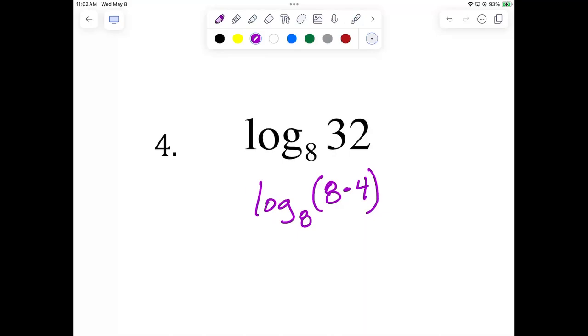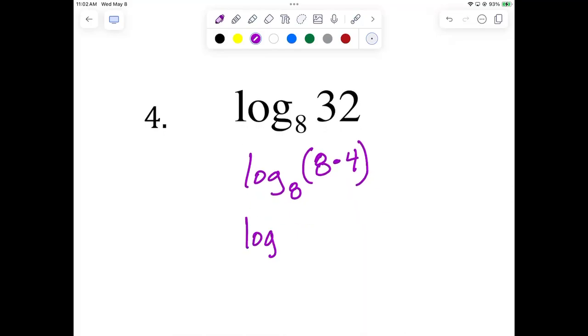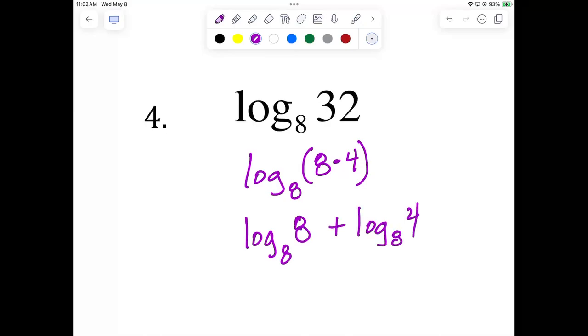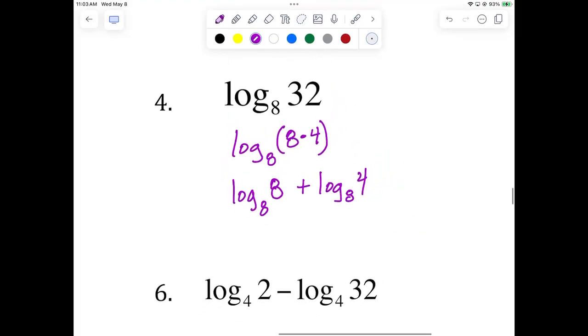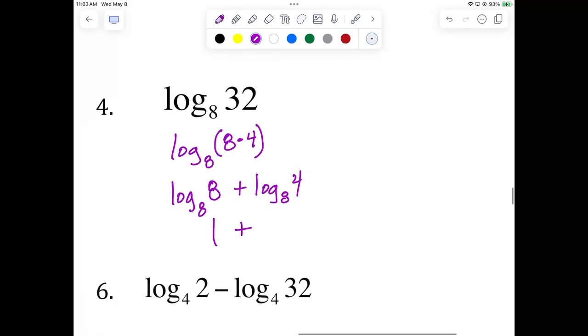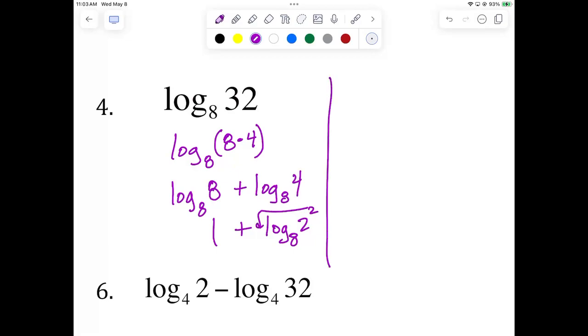And now I can use the product property from yesterday to say that that's log base 8 of 8 plus log base 8 of 4. Yeah? Okay. Now what's log base 8 of 8? That's 1. Now I can focus on log base 8 of 4. Can I write 4 as a power of 8? Not really. But look, I could write this as log base 8 of 2 squared, can't I? And then I can bring the 2 out front. And this becomes 1 plus 2 log base 8 of 2.